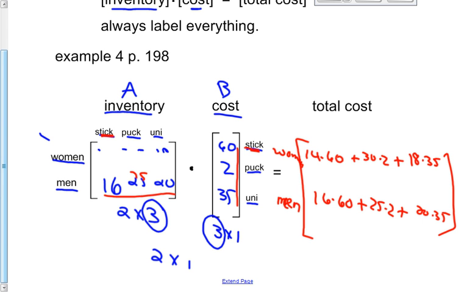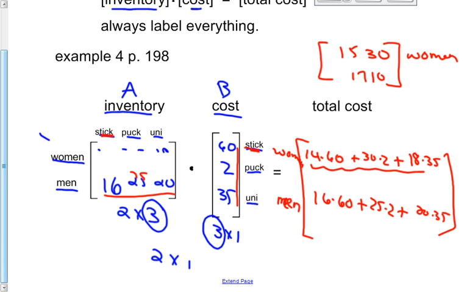You can plug that into your calculator. You'll get 2 answers, one for the top line, one for the bottom line. The top line numbers, when you add all of these together, 1,530. The second line added together, 1,710. The top line represents the cost for the women's team for all of their inventory. The second line is the cost for the men for their entire inventory.